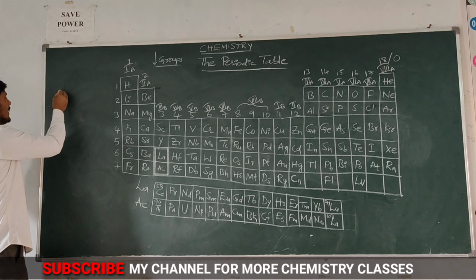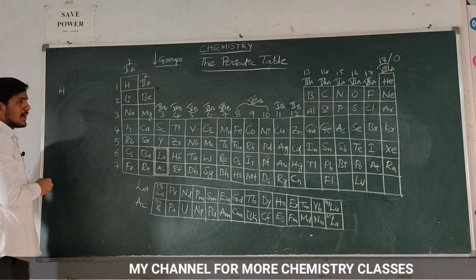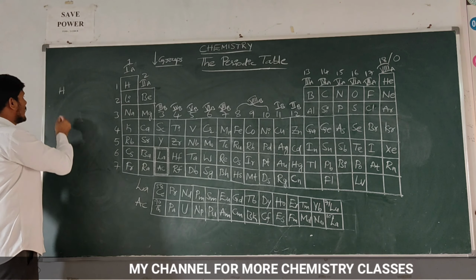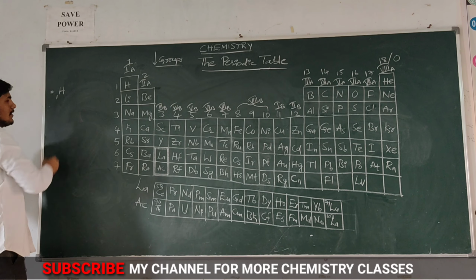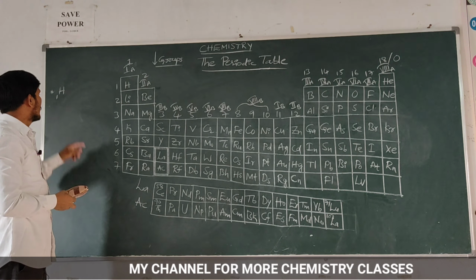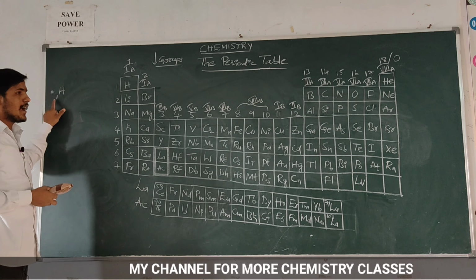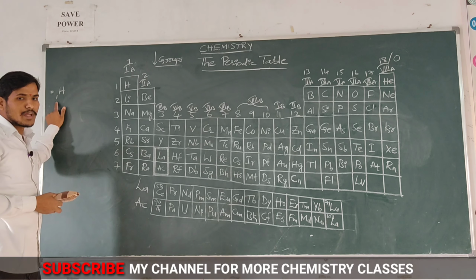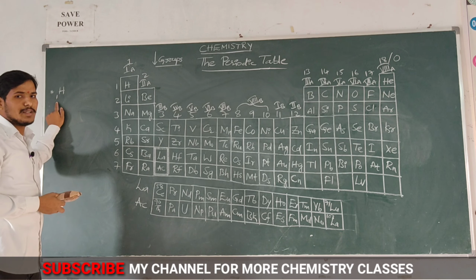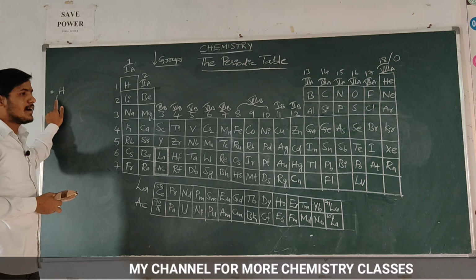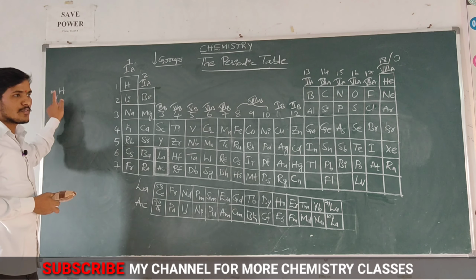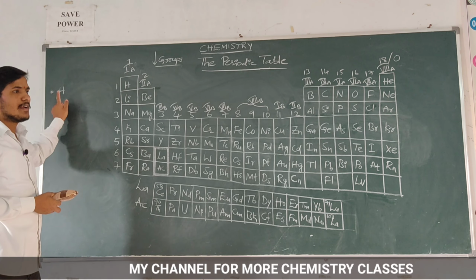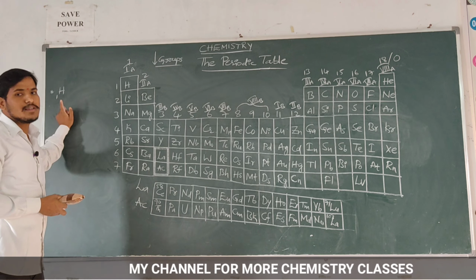For example, take hydrogen and write its electronic configuration. What is the atomic number of hydrogen? It is 1. Remember, important: you must write the atomic number of the element as the left side subscript of the symbol, and the atomic mass number as the right side superscript of the symbol.